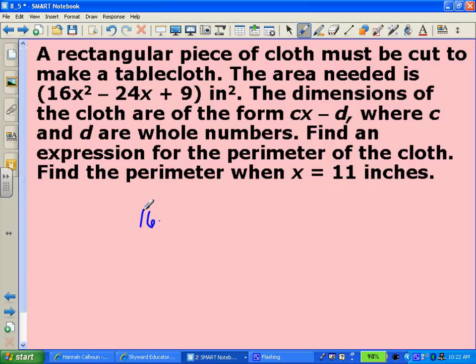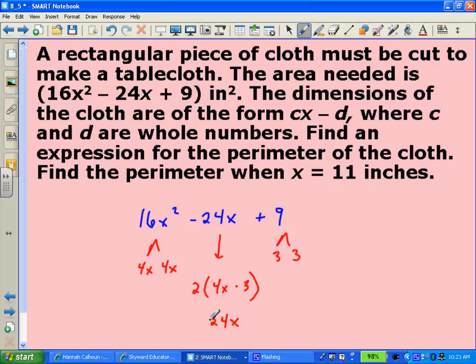So the first thing I have to do is factor this trinomial here. Now because it's in this section, I have a feeling that it might be a perfect square trinomial. So let's check that first. Okay, so this is going to be 4x, 4x. This is going to be 3 and 3, so that meets the first requirement. Now is this 2 times 4x times 3?